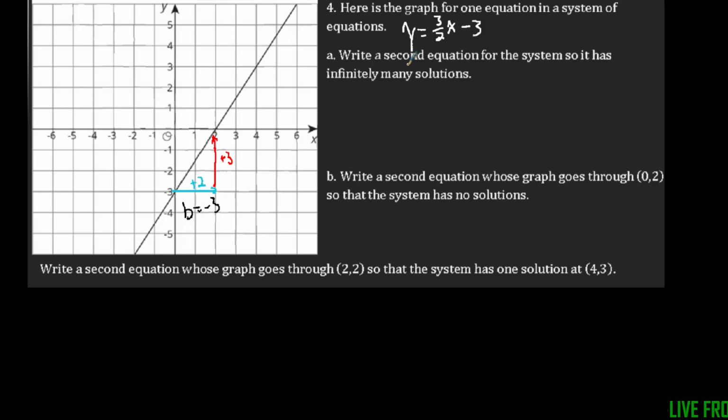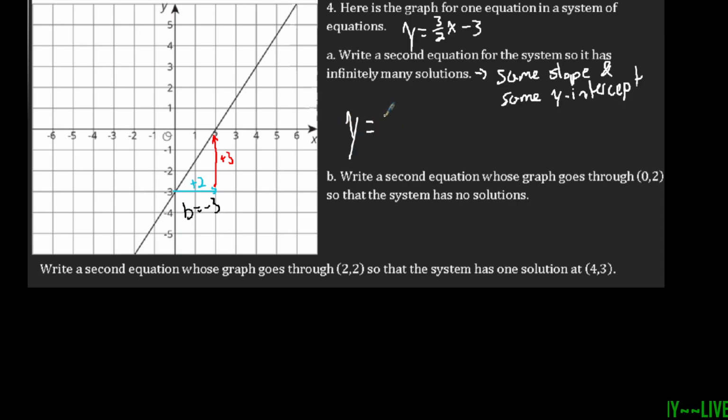Then it says to write a second equation for the system that has infinitely many solutions. What that means is it just means it's the same slope and same y-intercept. And so if we want to, we can actually write it like a decimal. So we're going to say this equation that we could write is y equals 1.5x minus 3. So that's actually going to be the same as our original equation.